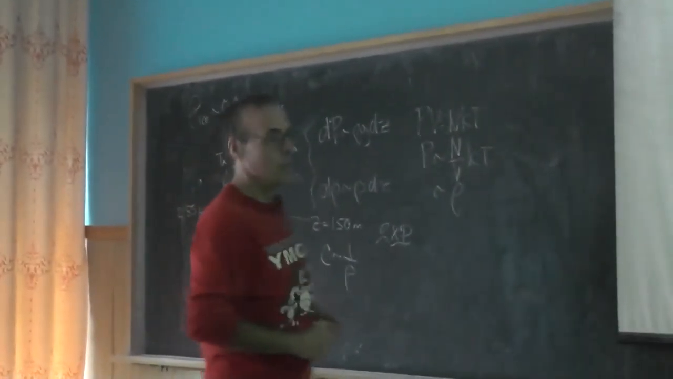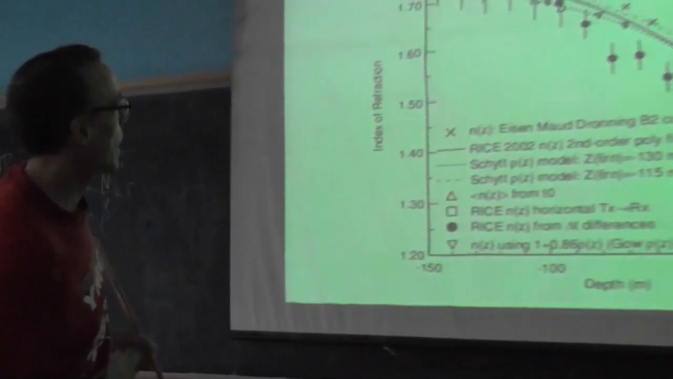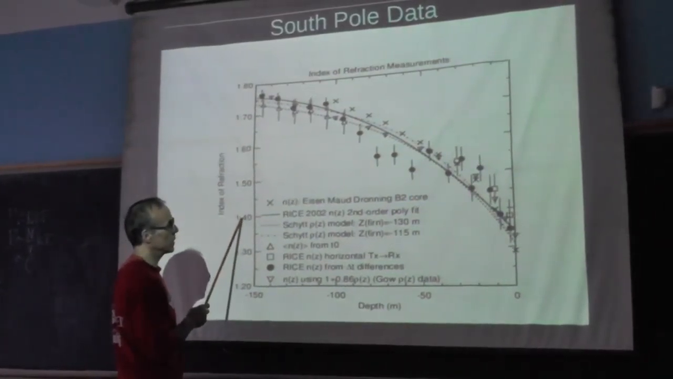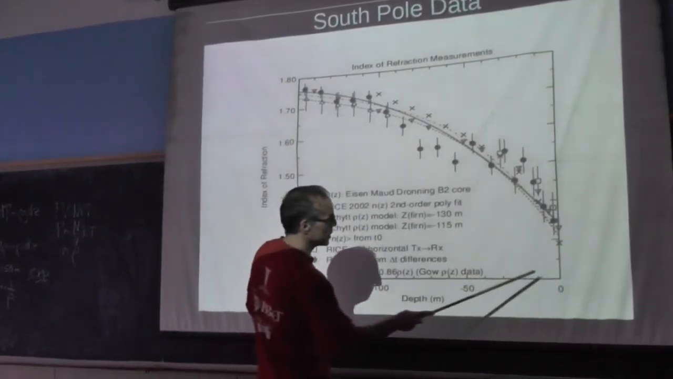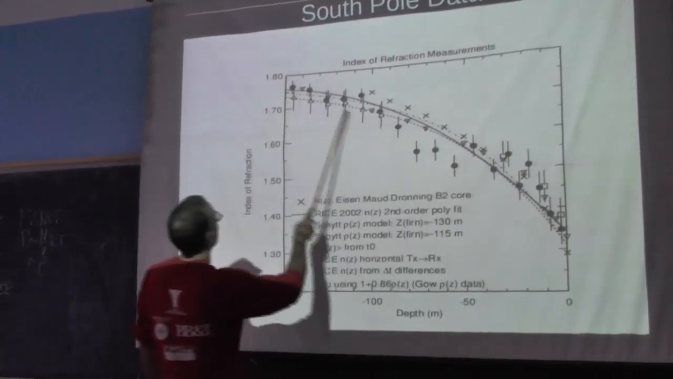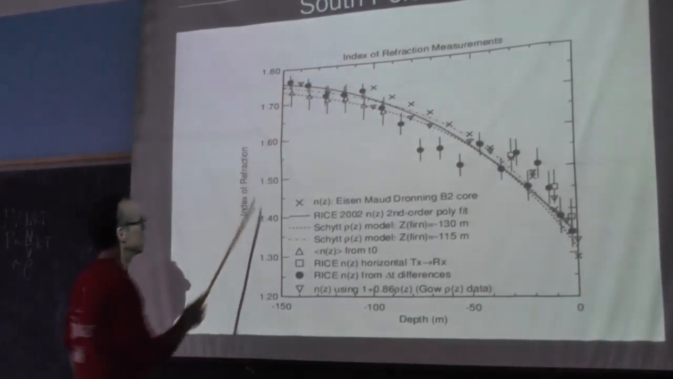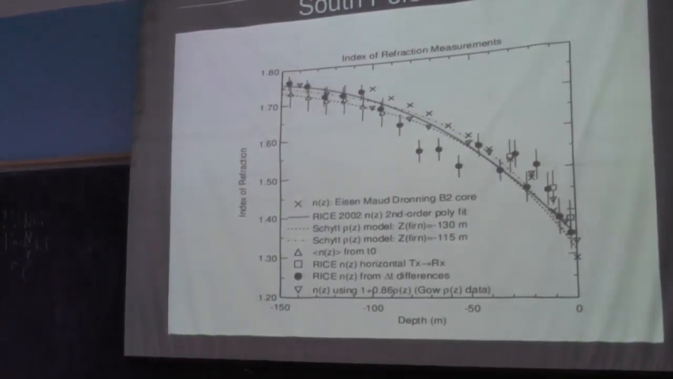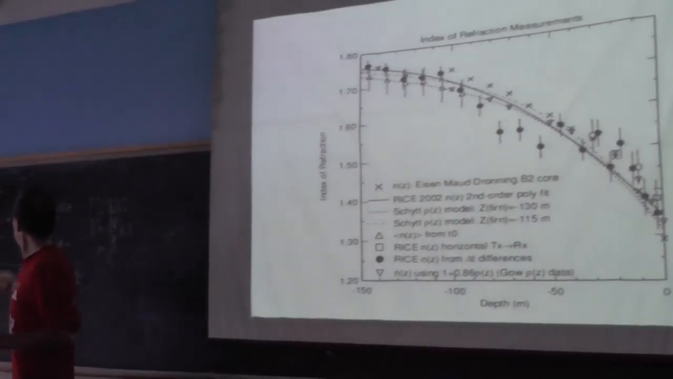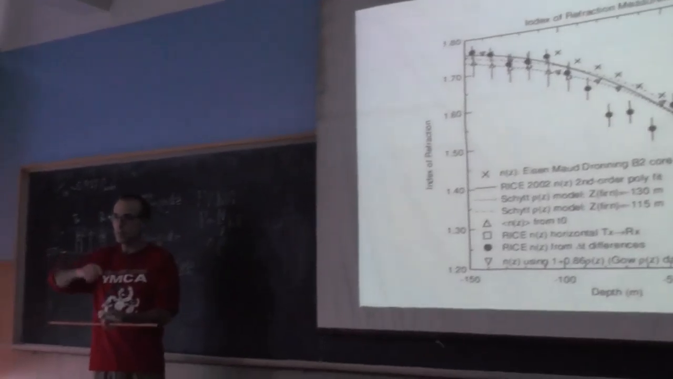We did this experiment, and this is in fact what we measured. This is the index of refraction, and this is the surface. At the surface, the index of refraction is about 1.38, and then it begins to approach the asymptotic value of 1.782, which is the asymptotic value for firn ice, for hard ice.